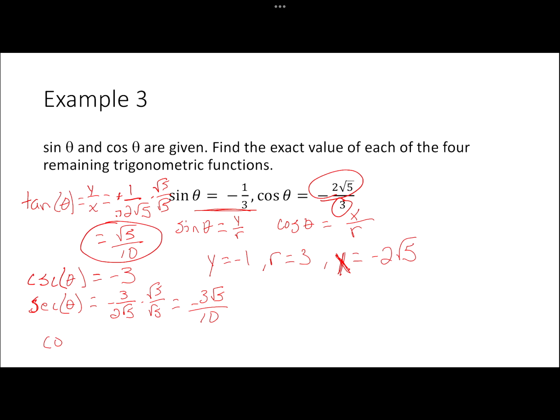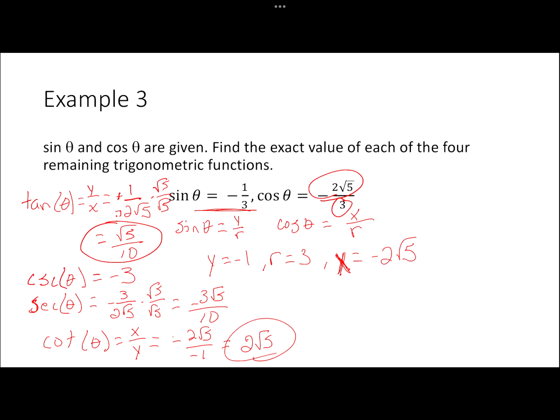And my last one is cotangent of theta. Cotangent is our x over y, or the reciprocal of tangent. So this is going to be negative 2 rad 5 over negative 1, which simplifies to just 2 rad 5.